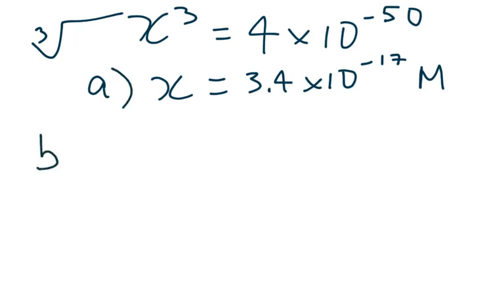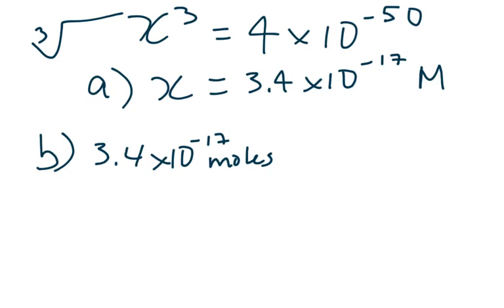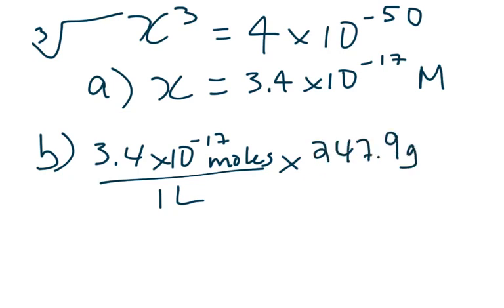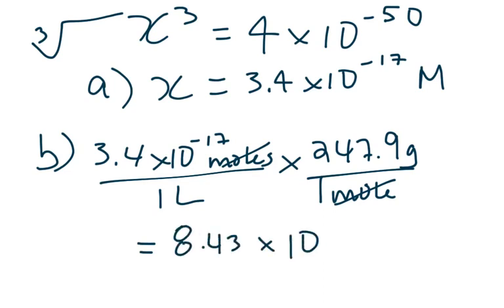Part B wants that number in grams per liter, so we're going to write out 3.4 times 10 to the negative 17 moles over 1 liter, which is the same as capital M. And this time we're going to times it by the molar mass, which is 247.9 grams over 1 mole. And you'll notice our moles will cancel out, and we get a final answer of 8.43 times 10 to the negative 15 grams per liter. And again, try that in your calculator to be sure you get the right answer.